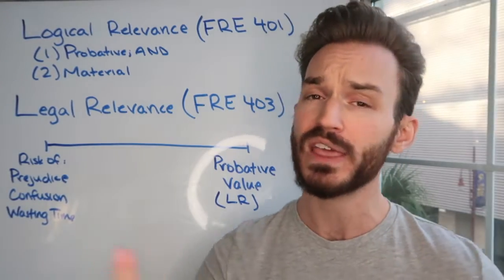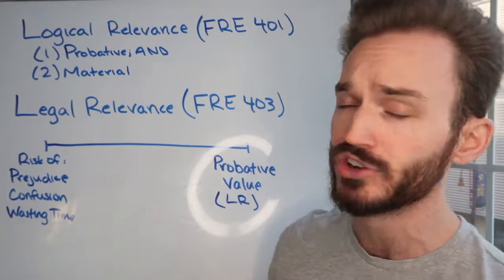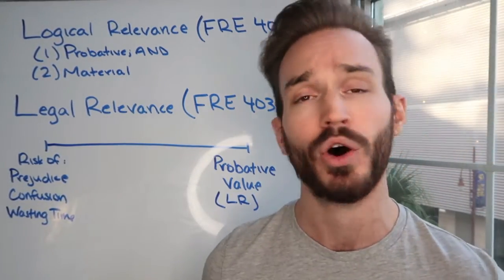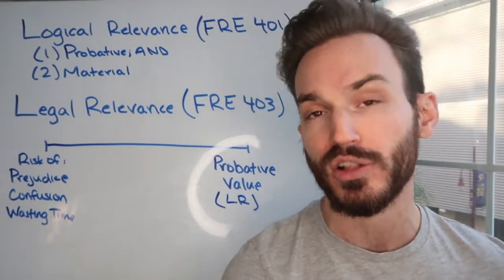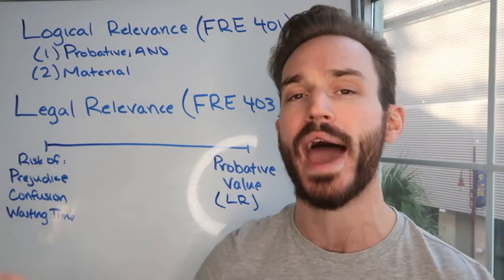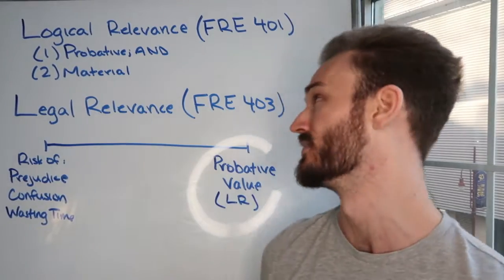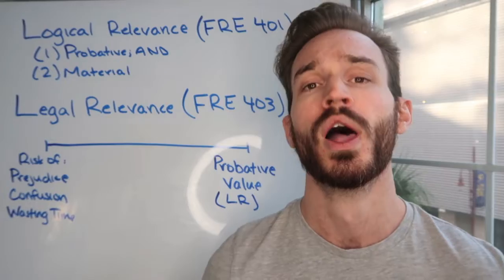So here, if something is only 1% probative and there's a high risk of unfair prejudice to the jury, it can be excluded under our legal relevance test. So just because something is logically relevant, and we discussed this in our last video, remember, that doesn't mean it's automatically admissible. It can still fail our legal relevance test. It can still fail under the Federal Rule of Evidence, Rule 403.